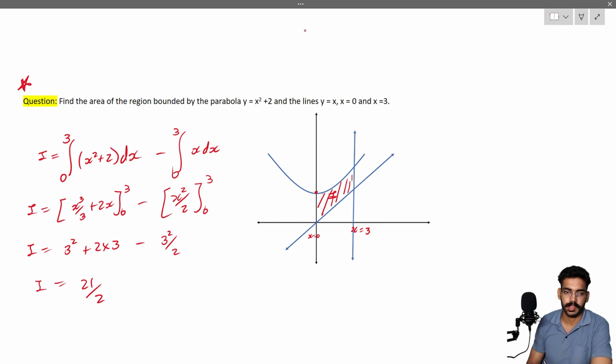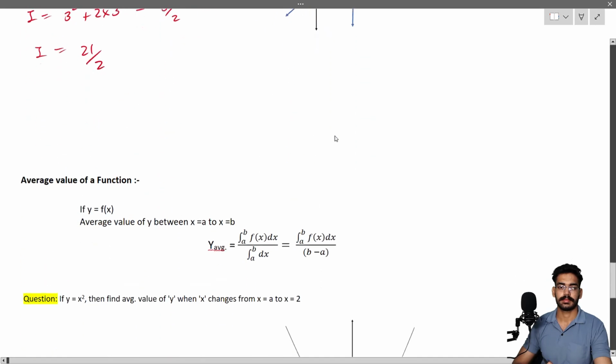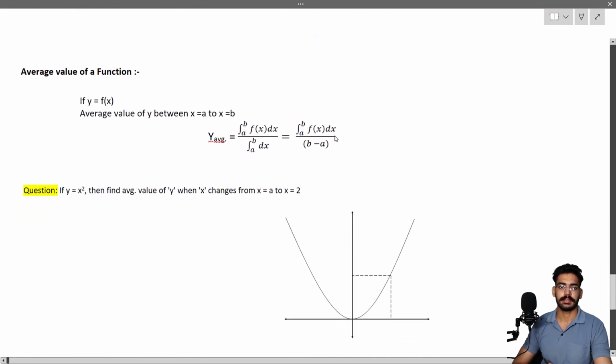Okay, this is what you're going to get here. I hope this is clear. The calculation part you can do; this is numerical calculation. Now let's see the next thing.